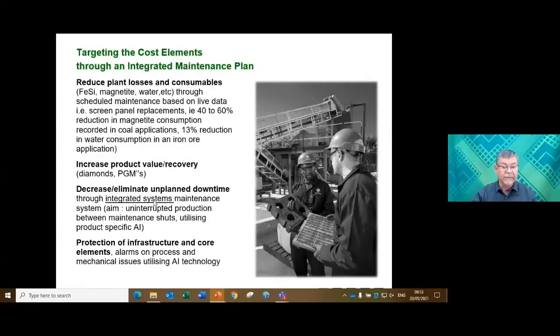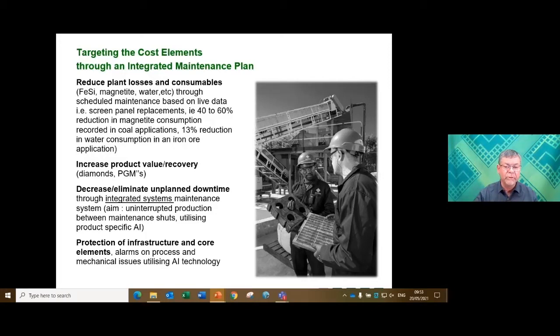So I just want to go back here. Probably the most underestimated element of plant maintenance at this point in time is the decrease or the elimination of unplanned downtime.